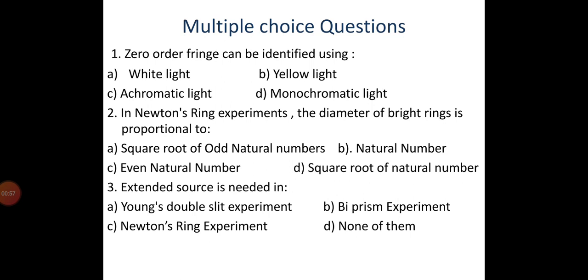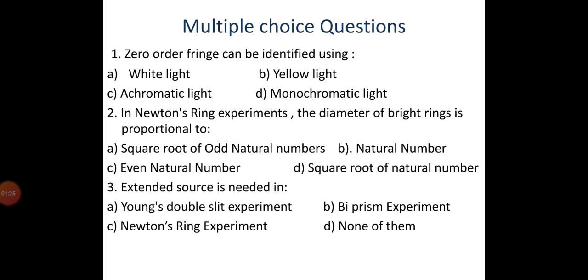The first question for you is: the zero order fringe can be identified using white light, yellow light, achromatic light, or monochromatic light. Okay, you just choose the correct option. In the next question, in Newton ring experiment, the diameter of bright rings is proportional to the square root of odd natural numbers, even natural numbers, or the square root of natural numbers. Choose the correct option for this.